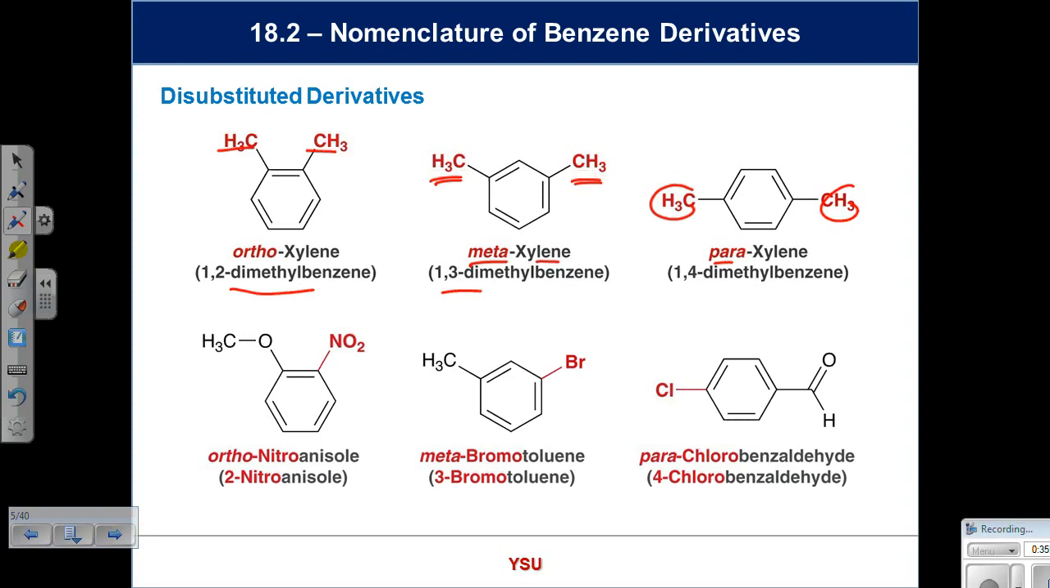Which of those will have the least number of signals in the C13 spectrum? The para, right? It's highly symmetrical. Which one will have more signals, this one or this one? Probably the one in the middle, yeah? The one on the left has got some heavy symmetry right there.